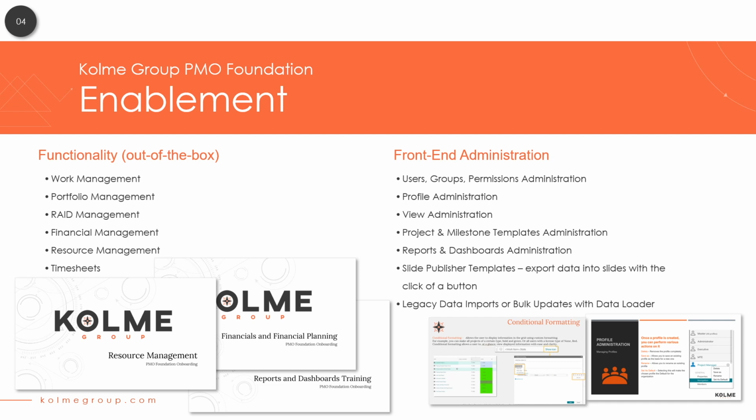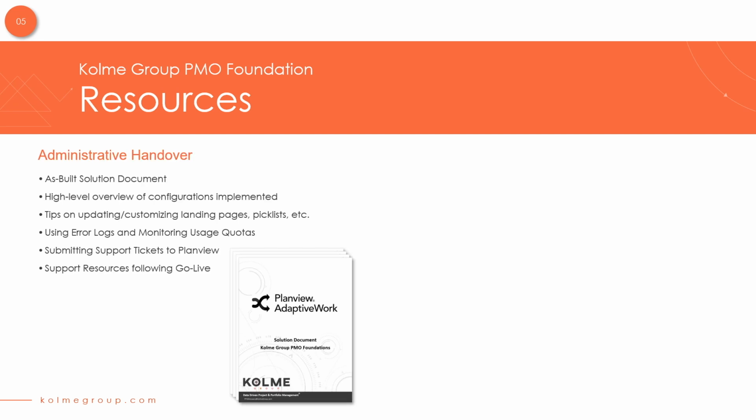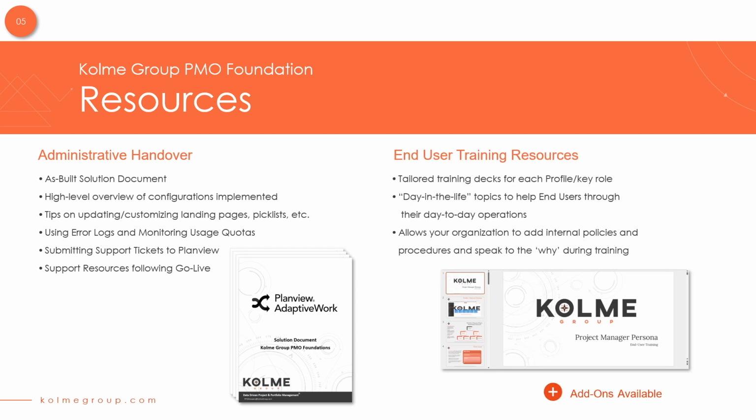To ensure your team can independently manage and evolve the tool post-implementation, we include comprehensive training on key out-of-the-box functionality and front-end administration. To ensure your organization's long-term success with AdaptiveWork, we include an administrative handover session and documentation on your final solution, as well as practical tips for ongoing system management. Additionally, we provide tailored end-user training resources focused on day-to-day operations. These materials can be customized to incorporate your organization's specific policies and procedures.